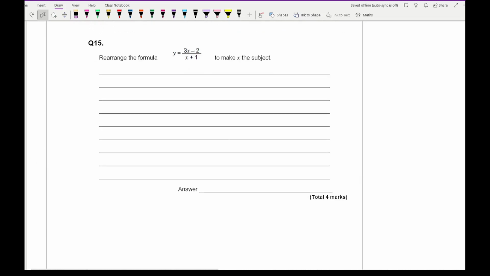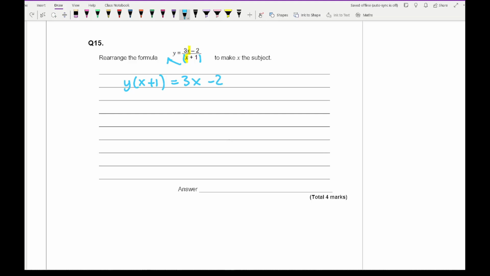Moving over to question 15. So now moving on to rearranging the formula. So here I want to make x the subject. Now one thing we notice is that I've got two x's. So what I need to do is put brackets around this denominator and take that to the left hand side to make that all one single line. So here I've got y, x plus 1 equals 3x minus 2. So you always want to get rid of the fraction part.